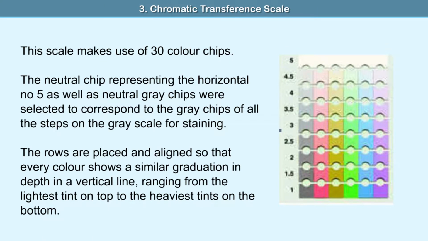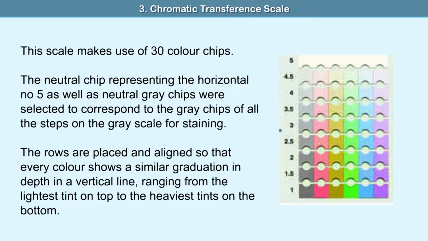Chromatic transference scale. This scale makes use of 30 color chips. The neutral chip representing the horizontal number 5 as well as neutral gray chips were selected to correspond to the gray chips of all the steps on the gray scale for staining. The rows are placed and aligned so that every color shows a similar graduation in depth in a vertical line, ranging from the lightest tint on top to the heaviest tints on the bottom. The fabric exhibiting the transferred color to be evaluated is placed behind the card on which the chips are mounted so that a representative part of the colored portion is visible through one of the circular holes in the vertical column closest to it in character of shade.